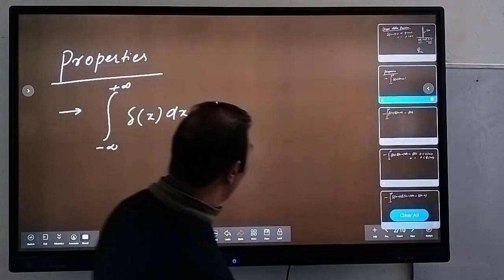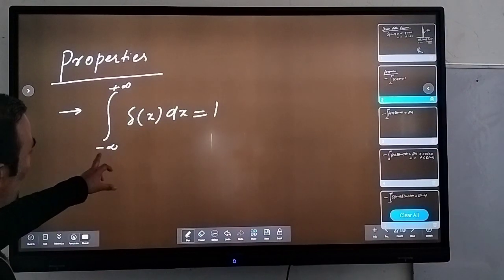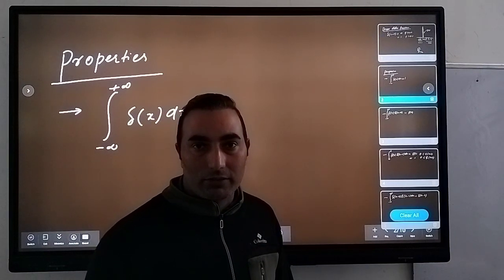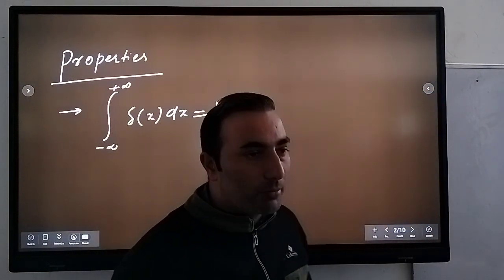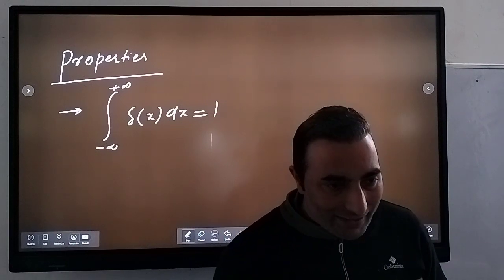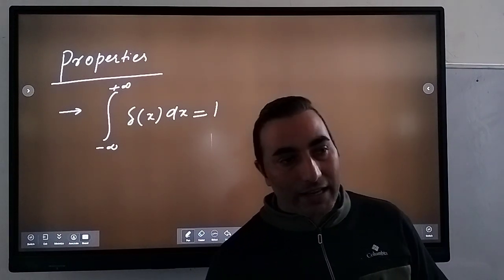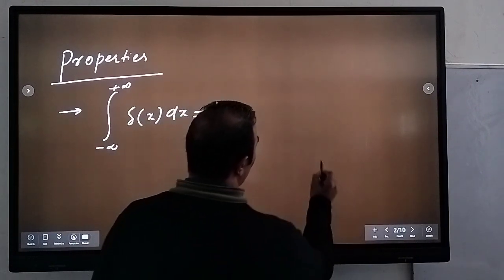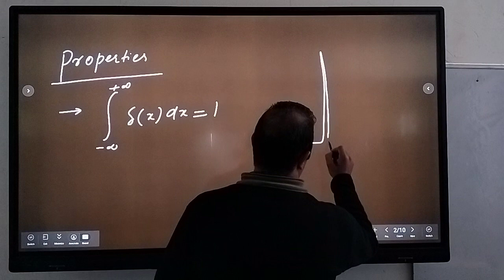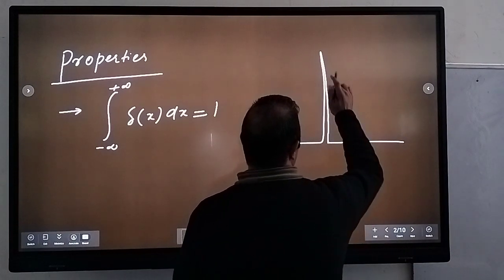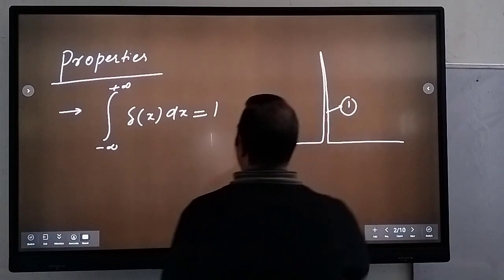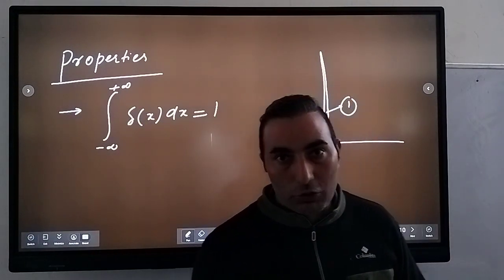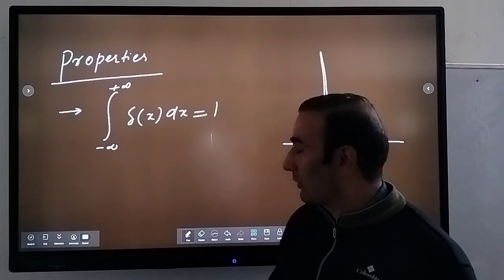The first property is that the integral from minus infinity to plus infinity of delta x dx will be equal to 1. When we integrate something, we are basically calculating the total area under that curve. So the area under that curve will be equal to 1. The function will be like this, and the area under this curve will be equal to 1, right? So this is the first property: the integral from minus infinity to plus infinity of delta x dx is equal to 1.